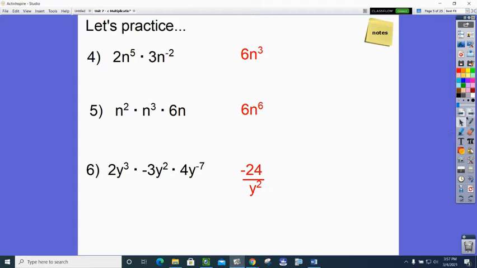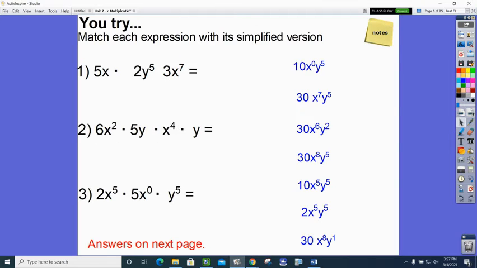So now let's move on and just keep practicing. In this particular case, the video is going to stop, and I'm going to ask you to basically match the answers here. Of the answers over on the right, which one is the answer for each one.